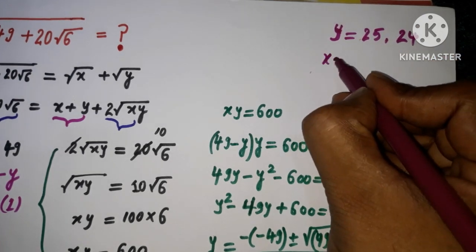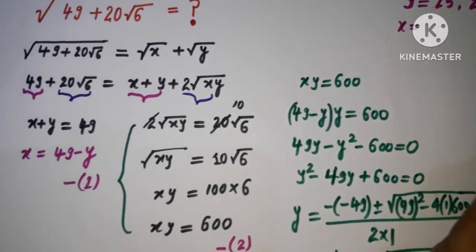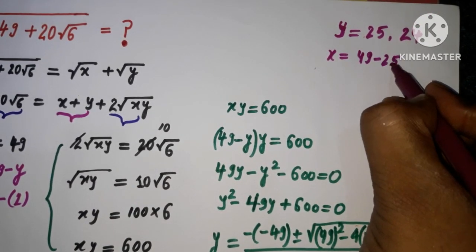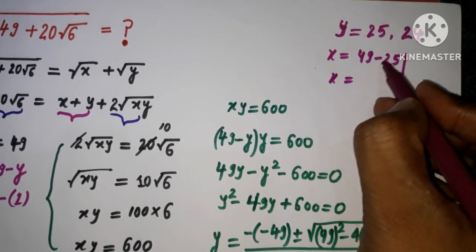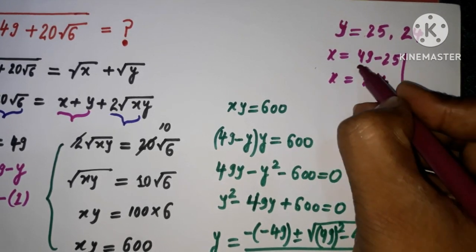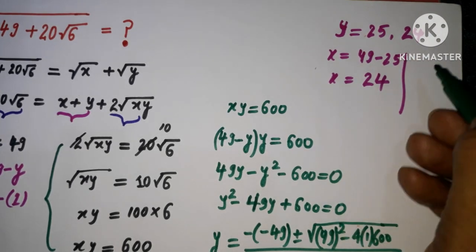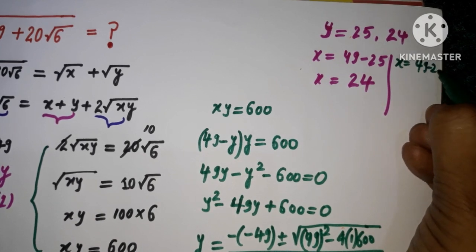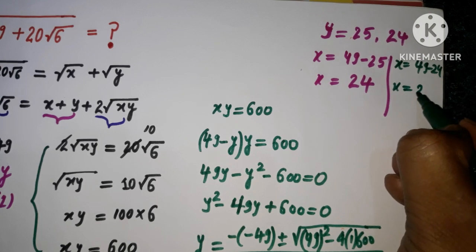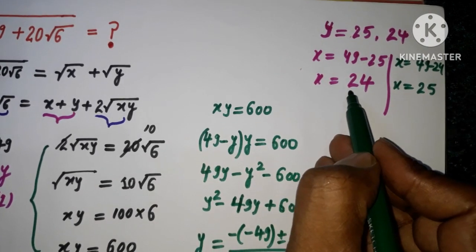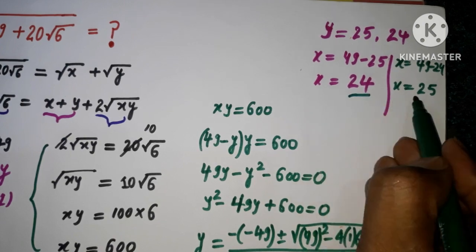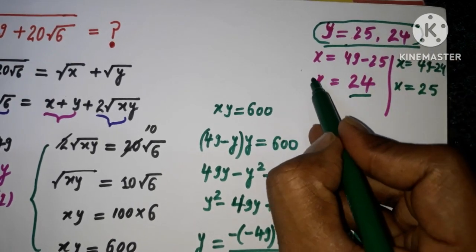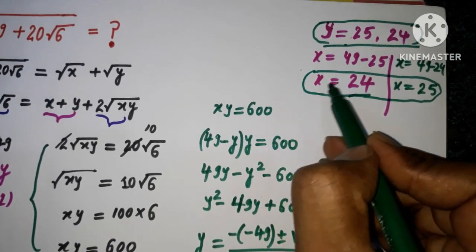In this way we can get the value for x from equation 1. This is our equation 1. So 49 minus y, 25, is giving us 24. And here x is equal to 49 minus 24, and that is 25. So obviously x is equal to 24 or 25, and y is the corresponding value. So we will put this result here in this way.